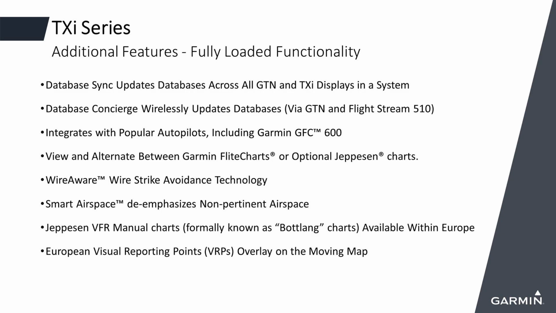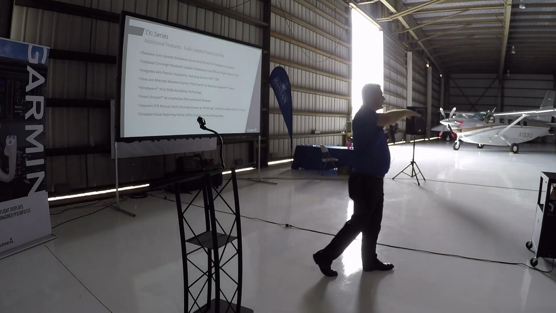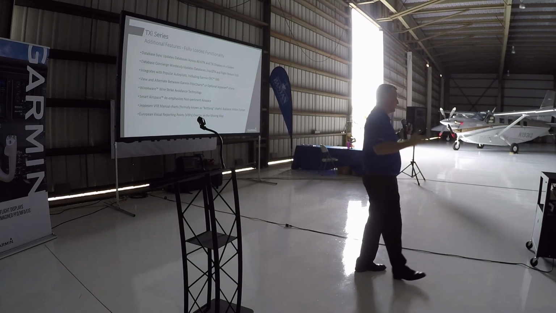Wire strike, we talked about. Smart airspace, so if you're flying into the Miami Class B, it will take your altitude into account and will de-emphasize the inverted wedding cake Class B airspaces, and only emphasize those slices of airspace that are relevant to you at the altitude you're flying. So it just helps you fly through complex airspace. It simplifies it.